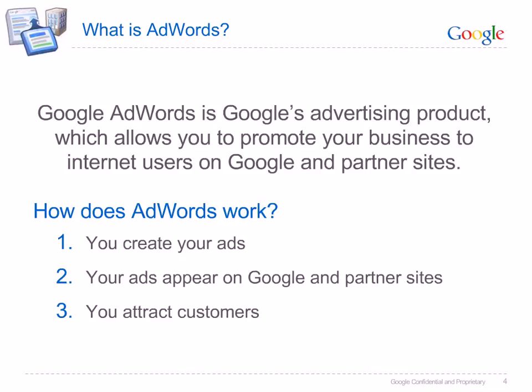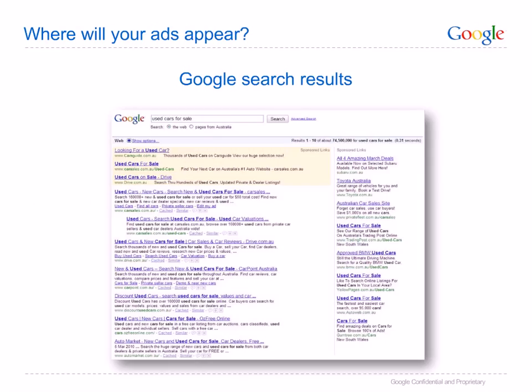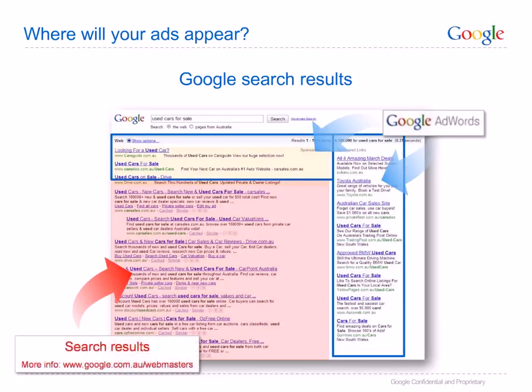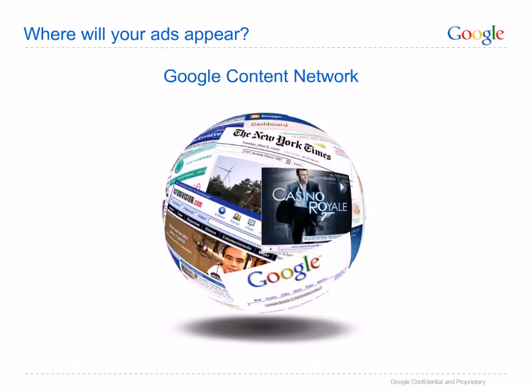Great, but where will your ads actually appear? Let's take a look. AdWords ads appear on the Google search results page above and to the right-hand side of the search results. The search results in the main section of the page are completely separate to AdWords ads. You can't influence the search results or alter the way your site appears in the natural search results by using AdWords. To learn more about the natural search results here, please visit google.com.au/webmasters.